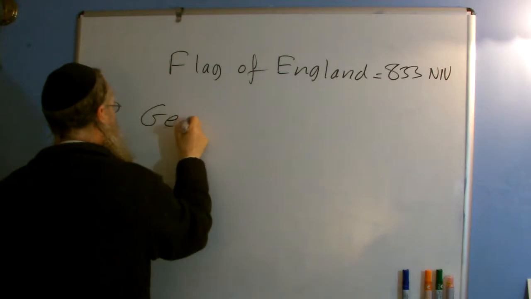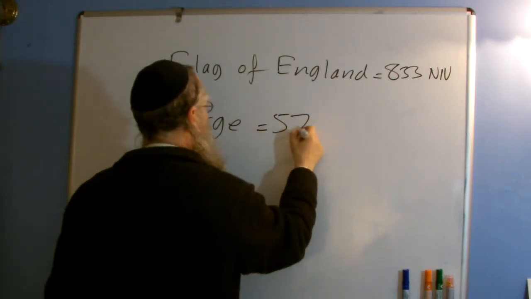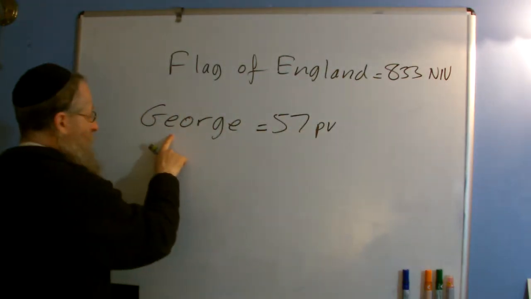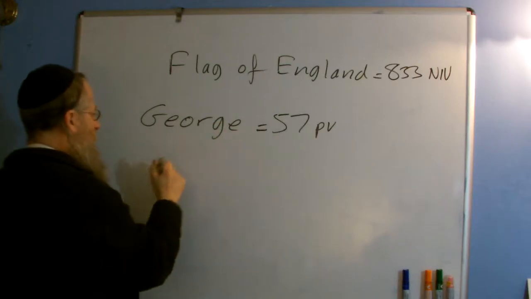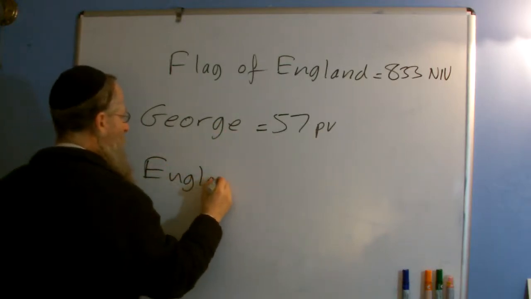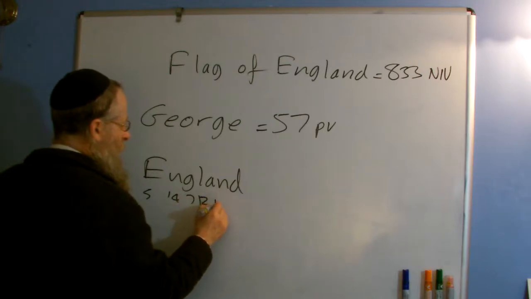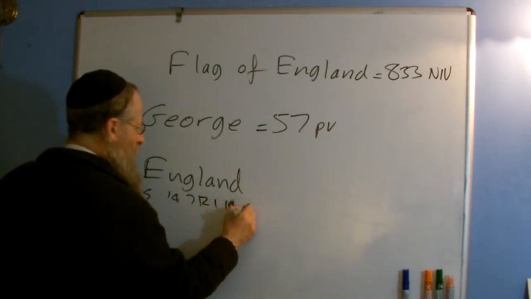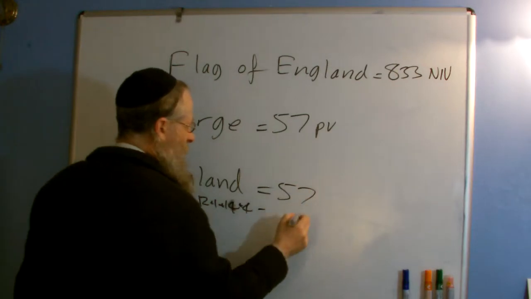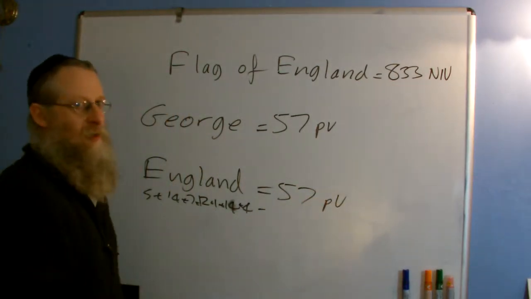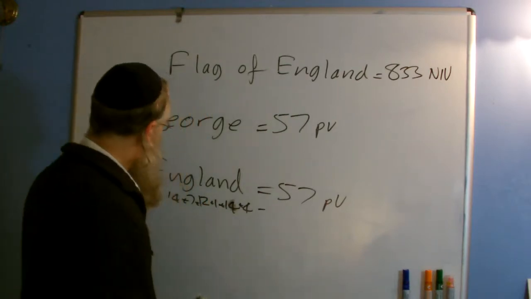George has a placement value of 57. That's PV. Okay, that's 7 plus 5 is 12, and 15 is 27, 18 is 37, 45, 50, 57. If I do the same thing for England, you can check it again, 5, 14, 7, 12, 1, 14, 14 and 4. If I add those all together, I will also get 57. So we have a connection between the patron saint of England, George, and the word England. Coincident? I don't think so.